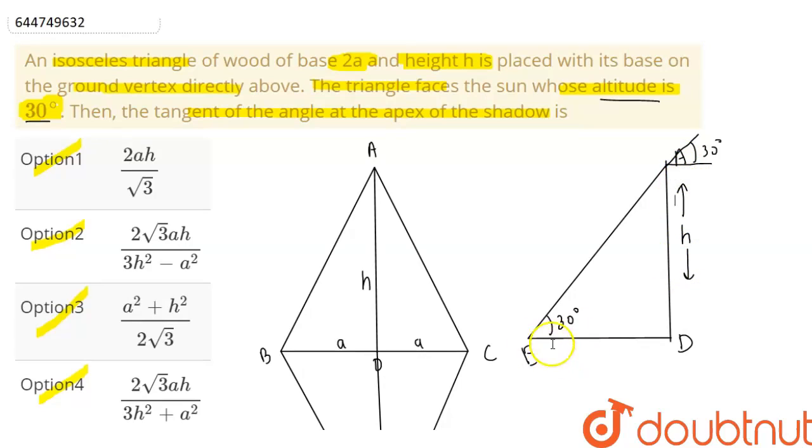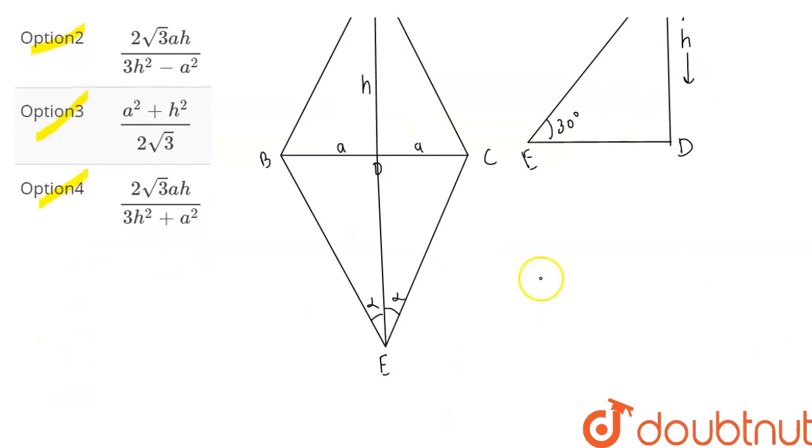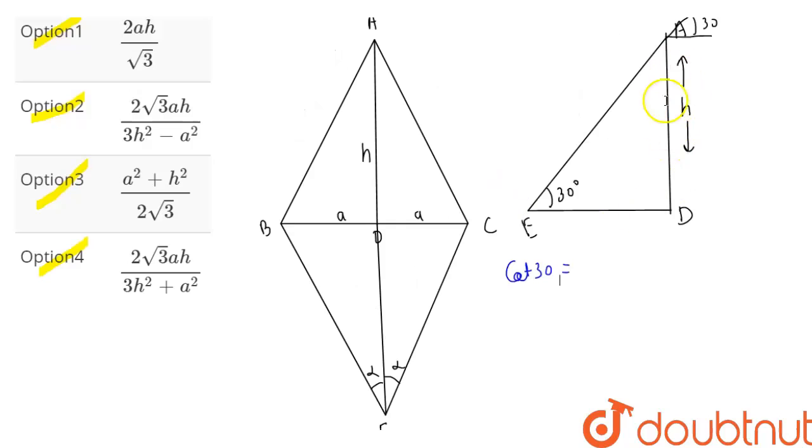Now let us compute cot 30 in this triangle AED. If we calculate the value of cot 30, then we get cot 30 is equal to ED upon h. We also know the value of cot 30, which is root 3. So from here we can get the value of ED. ED comes out to be root 3 h. This is equation 1.